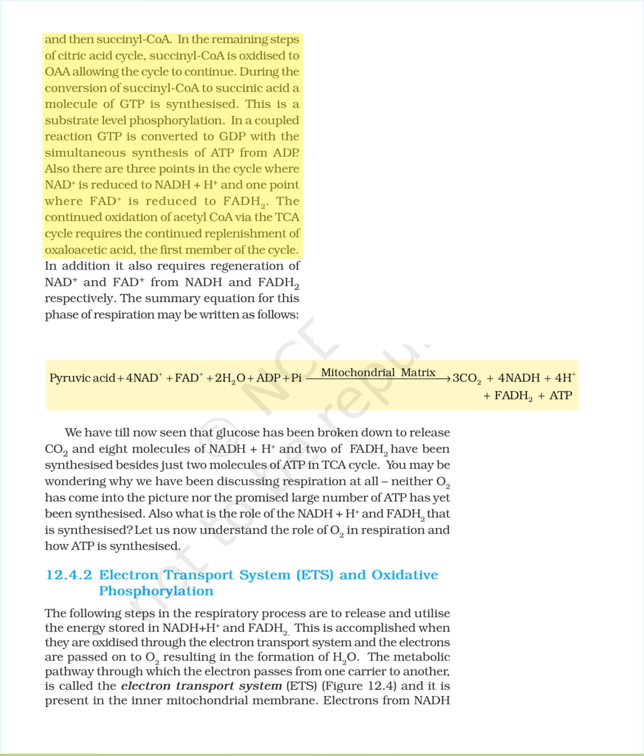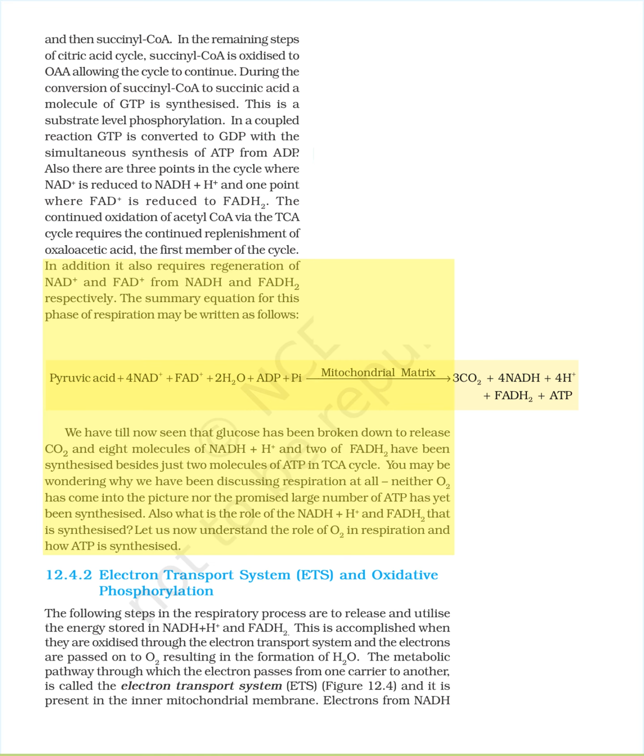Also, there are 3 points in the cycle where NAD+ is reduced to NADH + H+ and 1 point where FAD+ is reduced to FADH2. The continued oxidation of acetyl-CoA via the TCA cycle requires the continued replenishment of oxaloacetic acid, the first member of the cycle. In addition, it also requires regeneration of NAD+ and FAD+ from NADH and FADH2, respectively. The summary equation for this phase of respiration may be written as follows: pyruvic acid + 4 NAD+ + FAD+ + 2H2O + ADP + Pi in the mitochondrial matrix.